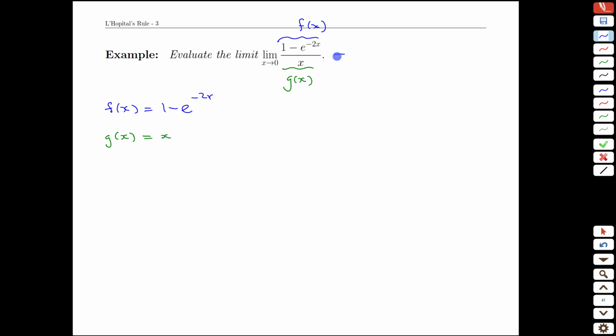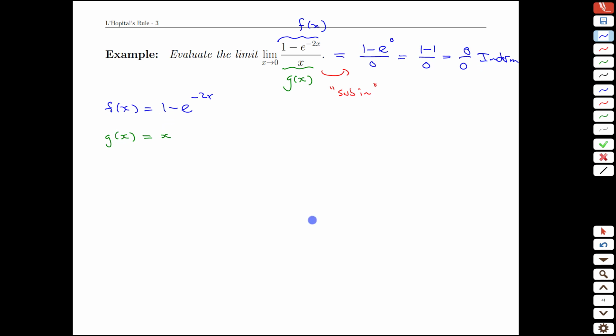But first, we always try the naive sub-in. Maybe this is not a hard limit to evaluate. We have 1 minus e to the x, and x is approaching 0, so that'll be 1 minus e to the 0, and x approaches 0 in the bottom, that's 0. Is that indeterminate? Yes, it is, because e to the 0 is 1, and so we do get 0 over 0, and that's a problem case. But that makes it a perfect example to try out L'Hopital's rule.